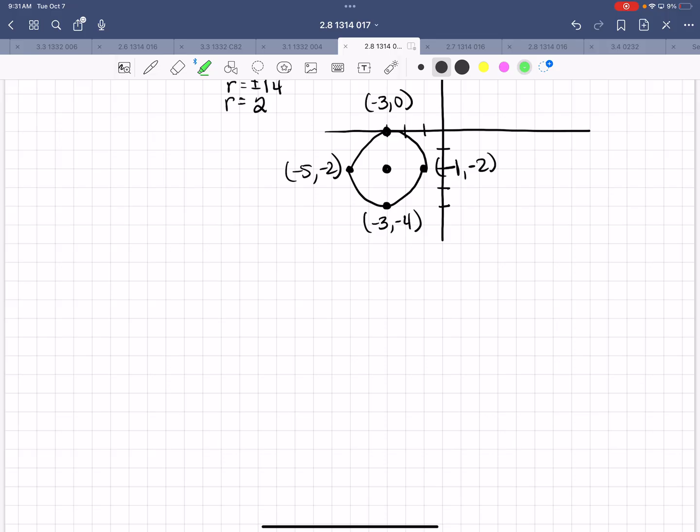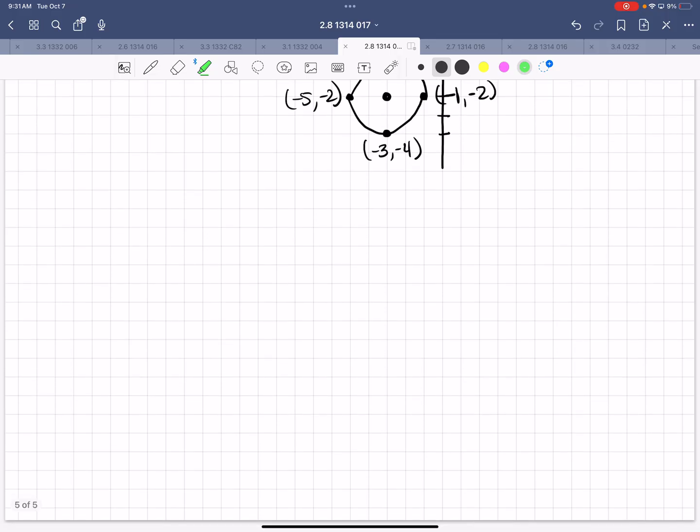Let's see if iPad will make it. Oh, we're on 9%. It'll make it. We got one more, and it's to complete the square.